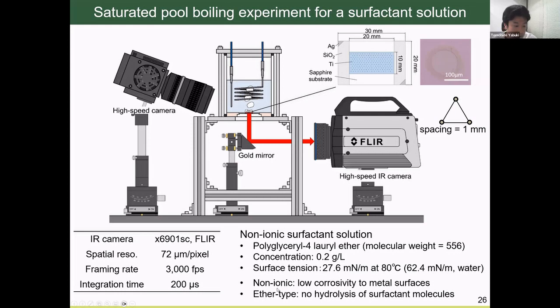And these two show the criteria for surfactant selection. The first one is non-ionic surfactants because of their low corrosivity to metal surfaces. And another is the ether type surfactant because of no hydrolysis of surfactant molecules inside the water.